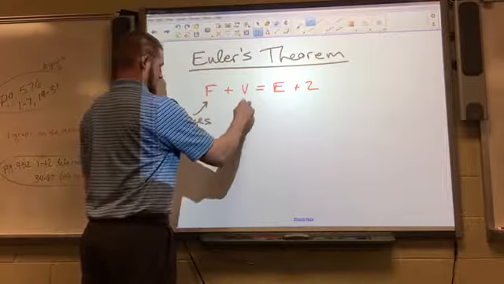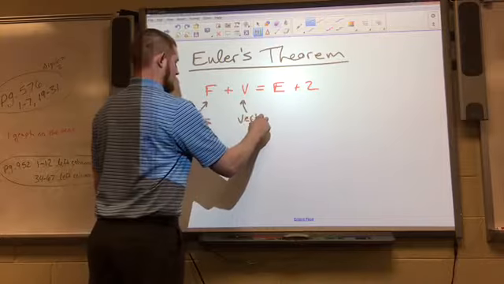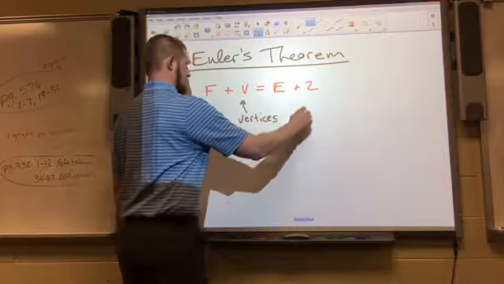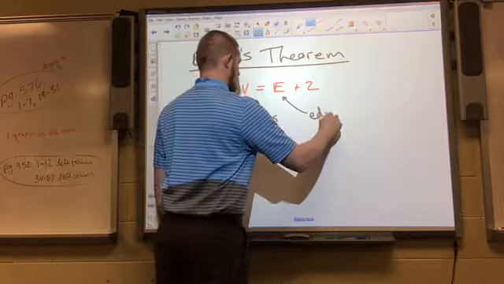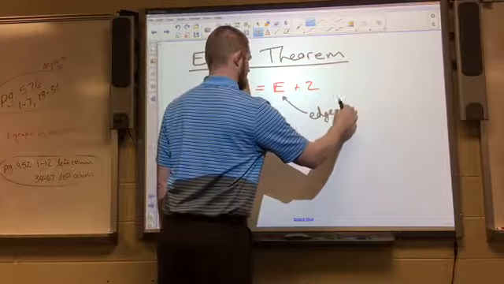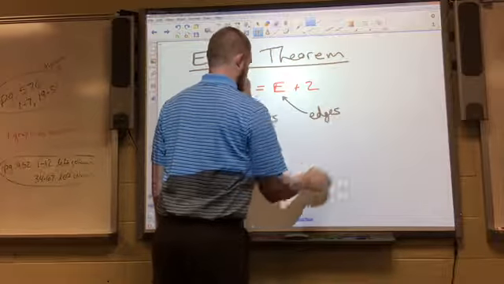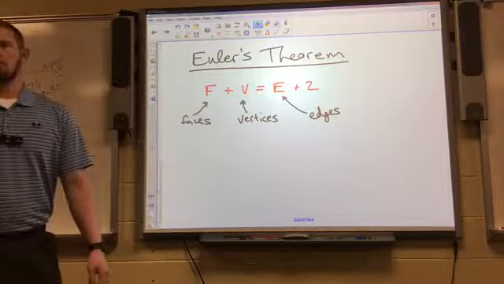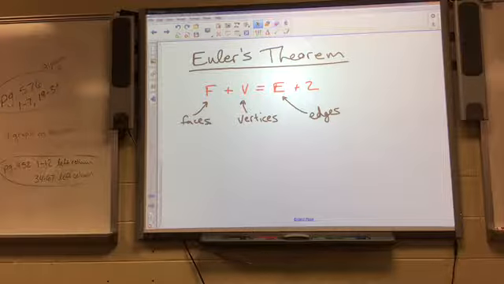Faces is the F, vertices is the V, and edges is the E. Okay, so faces plus vertices equals edges plus 2. Now, that's probably the easiest equation we've ever done in here.